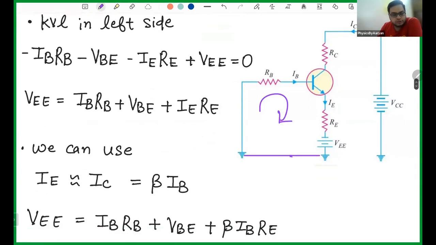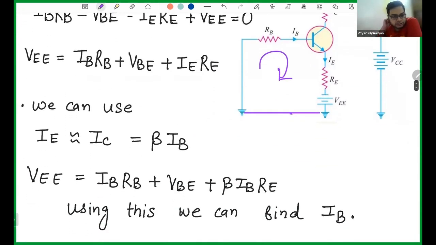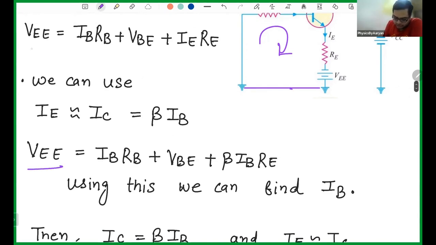Now I can do some more analysis. IE and IC will be almost equal, because emitter current is almost equal to the collector current, and collector current can be written as beta into IB. So let's put my value of IE here as beta IB. So this is VEE, then IB into RB, then VBE, and then beta IB into RE, because emitter current and collector current are almost equal and base current is very small.